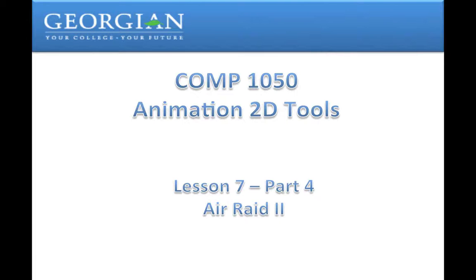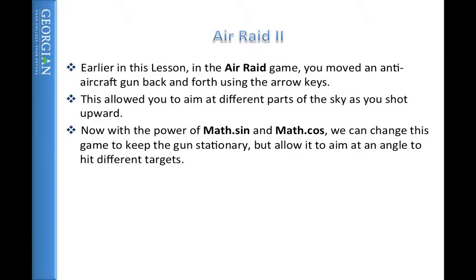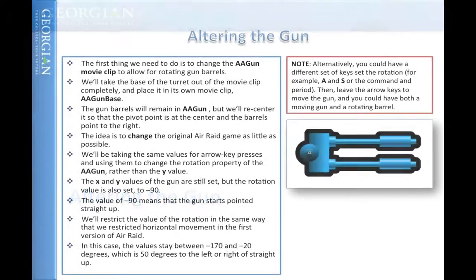So let's say I have my ship, and then I have an enemy. I can find the angle of attack, if you will. So let's incorporate some of that stuff with Air Raid 2. Okay, let's do that. So we're going to alter the gun.